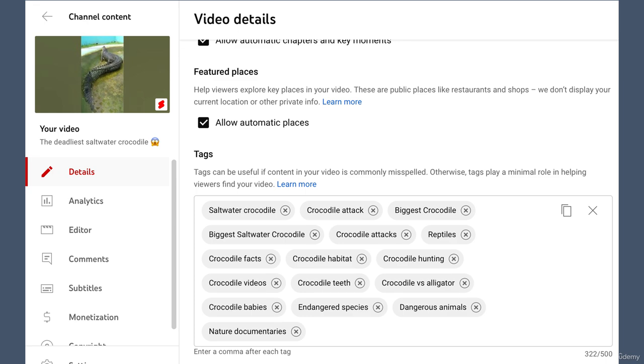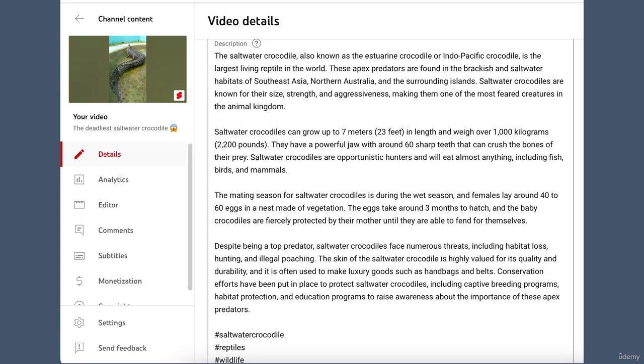And here you can see that I've also included a very long description here. And in this description, I've used the keyword saltwater crocodile and biggest crocodile many, many times. And at the end, I also included the 3 keywords saltwater crocodile, reptiles and wildlife. Again, just to help me rank a little bit highly. But if you look closely throughout this description, the amount of times I say saltwater crocodile is insane. So that's exactly what I'm ranking for.